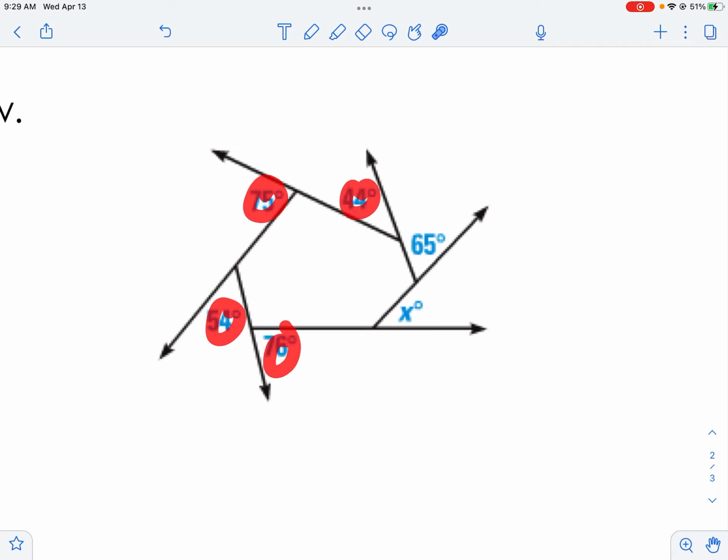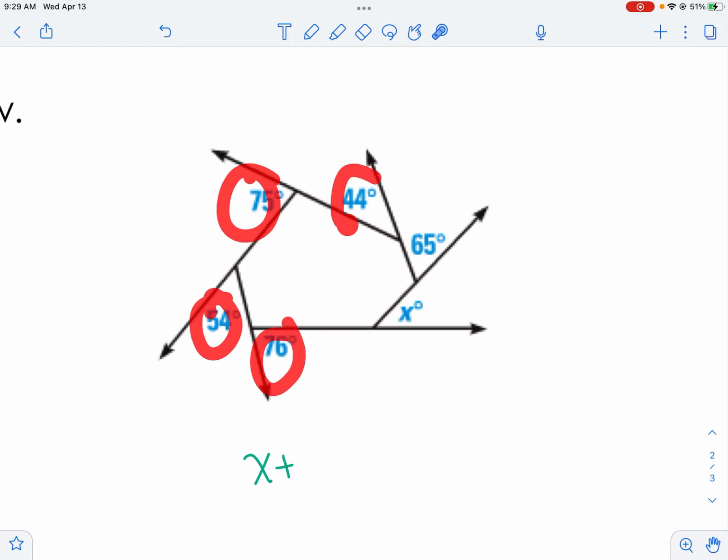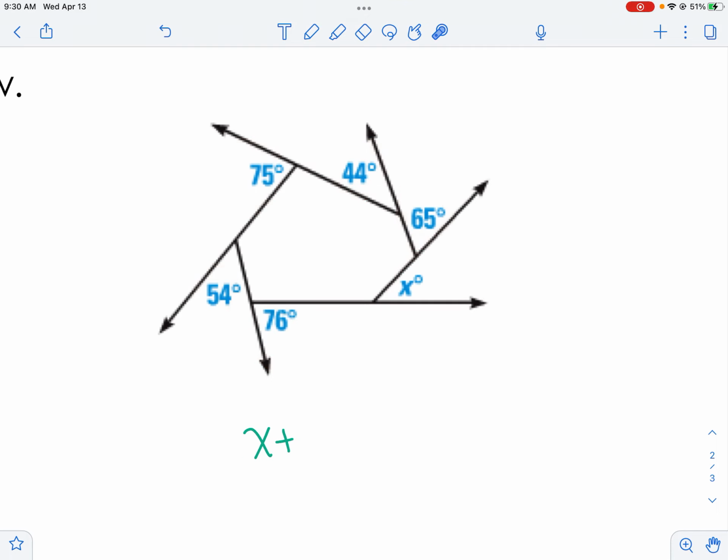Well, these are all exterior, which means that they should add up to 360. So I'm going to say x plus, combining like terms. It doesn't matter how many sides there are for this one because I'm talking about the outside, and the outside will always add up to 360. So I'm going to go ahead and combine like terms.